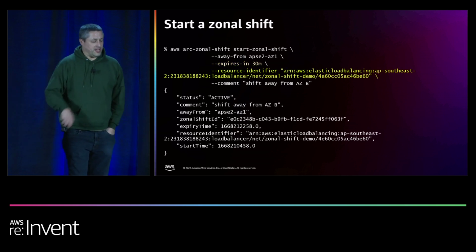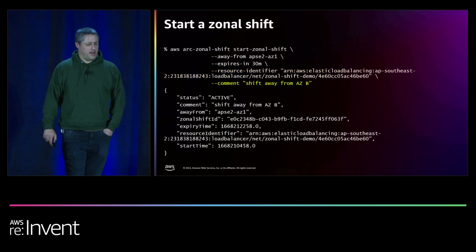Then, of course, we specify the actual load balancer that we want to apply this to. And we have a comment just for convenience so that we can look back and see what happened and why we did it. And the only thing from the response that's really important is the zonal shift ID.